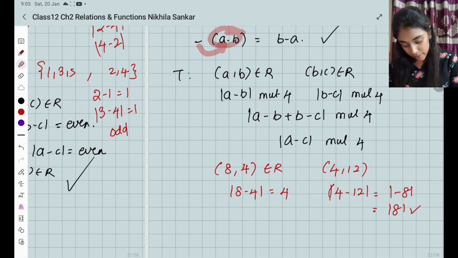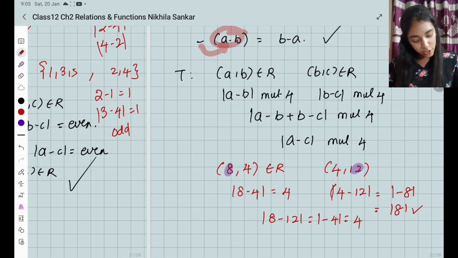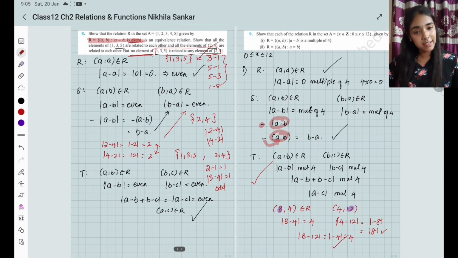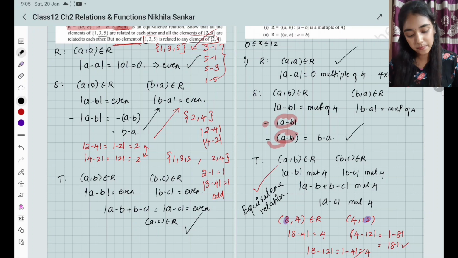Now which two numbers should we check? You have to check for 8 and 12. So when you check for 8 and 12, you have 8 minus 12, which is minus 4, which is again 4, also a multiple of 4. So this relation is going to be transitive. So reflexive, symmetric and transitive. Okay, so this is an equivalence relation. What should we write so the examiner is happy? If this is an equivalence relation, how should the final answer be written? Since it's reflexive, symmetric and transitive, it's equivalent. Okay.